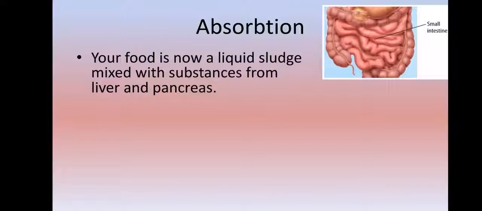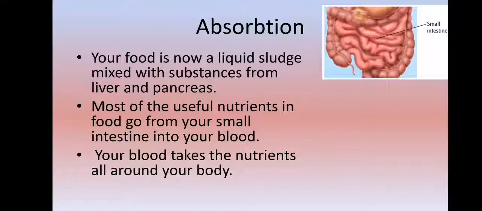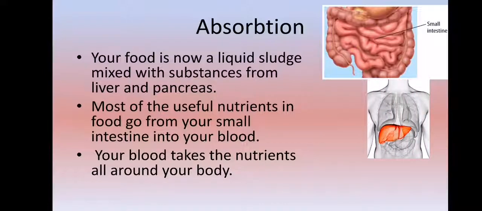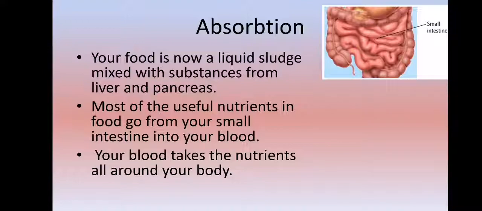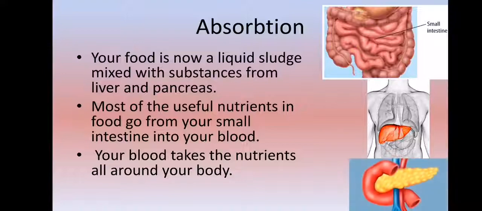Your food is now a liquid sludge mixed with substances from the liver and pancreas. Most of the useful nutrients in food go from your small intestine into your blood. Why? Because your blood takes the nutrients all around your body, so we can use it to get energy. Okay, this is your liver and this is your pancreas.